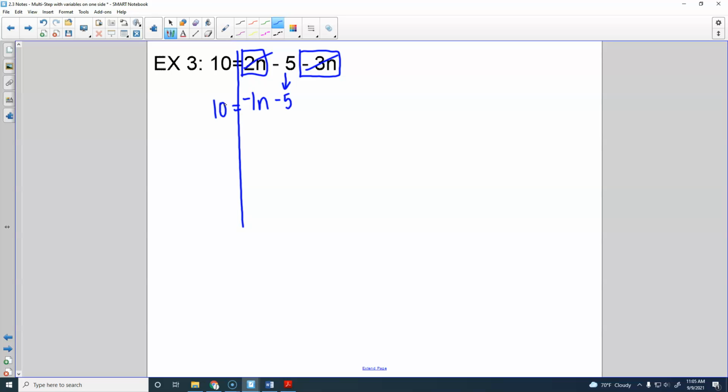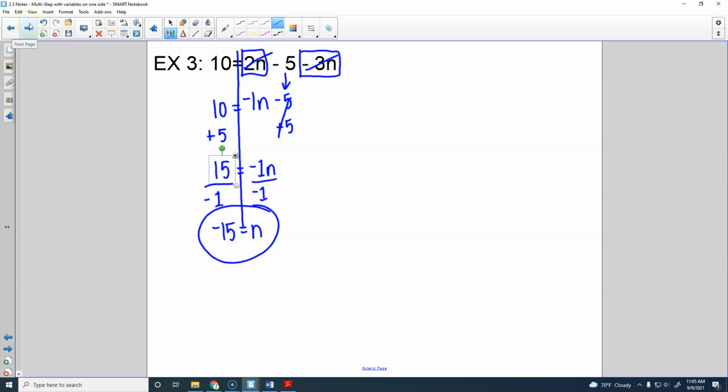So what would I do next? Okay, and how do I get rid of that 5? I'm going to add it because it's a minus 5. So to undo that, I'm going to put a plus 5. That's going to give me 15 equals negative 1n. And then Passion, good, because we're going to divide both sides by negative 1, and we get negative 15 equals n. Good job. Okay. Questions?